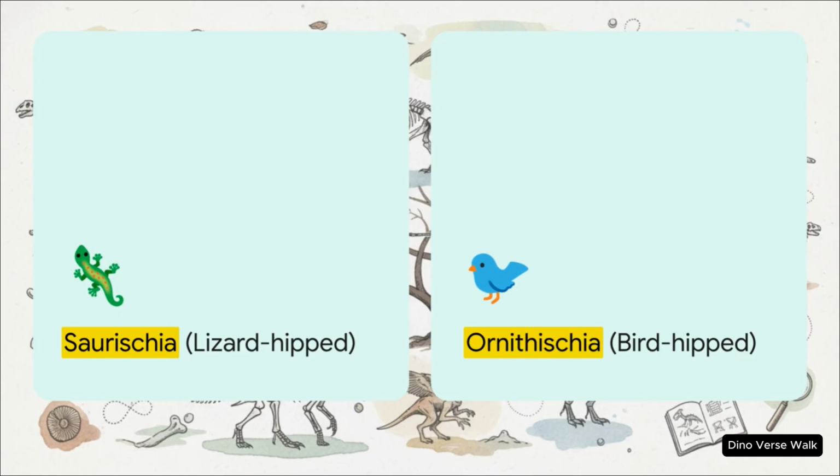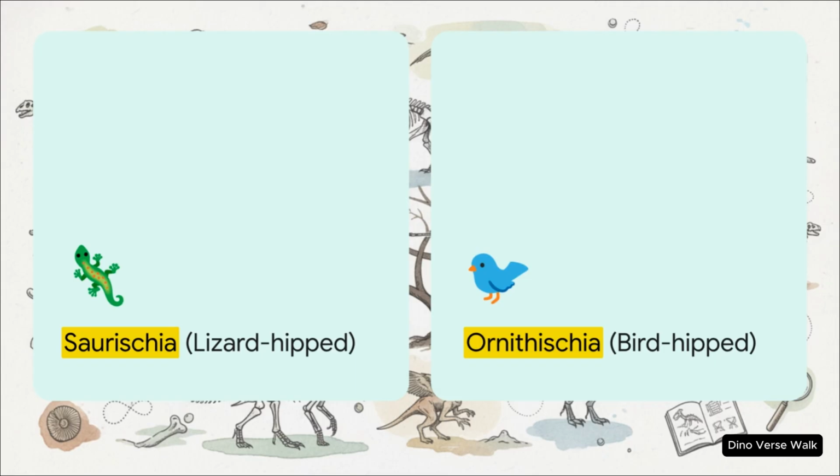Now you might be wondering, why exactly does the tree split there? Well, Seeley didn't base his two major categories on whether a dinosaur had huge horns, or razor-sharp teeth, or a super long neck. He based it entirely on the arrangement of their hip bones. He separated them into Saurischia, which literally means lizard-hipped, and Ornithischia, meaning bird-hipped.